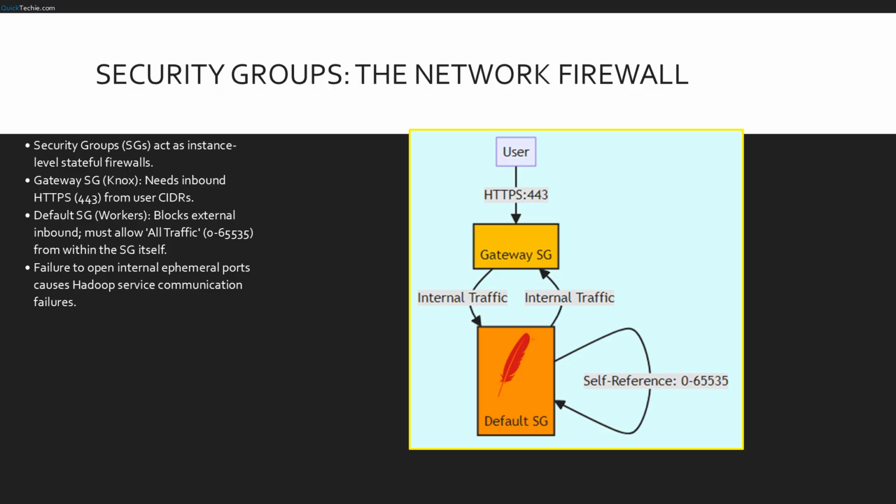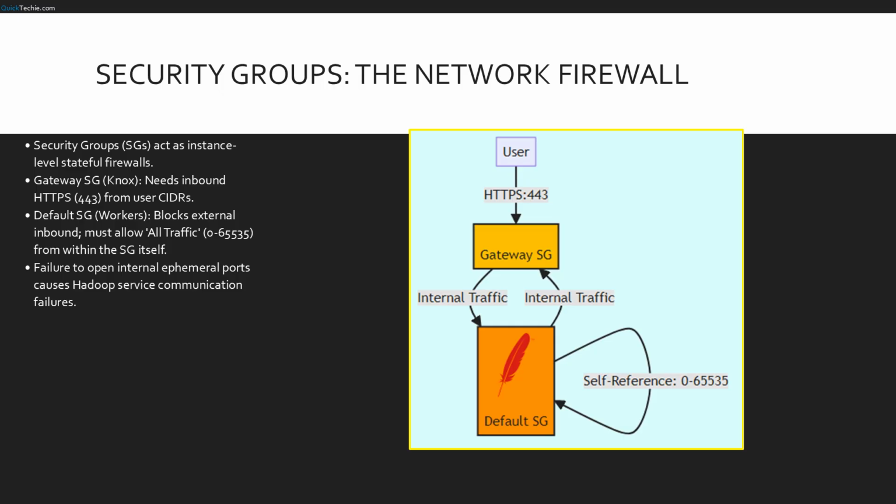You must allow TCP and UDP traffic on ports 0 through 65535, but only from within the security group itself or the VPC CIDR. This is because Hadoop services use random ephemeral ports to talk to each other. If you lock this down too tightly, services will fail to communicate. Here is the traffic logic.